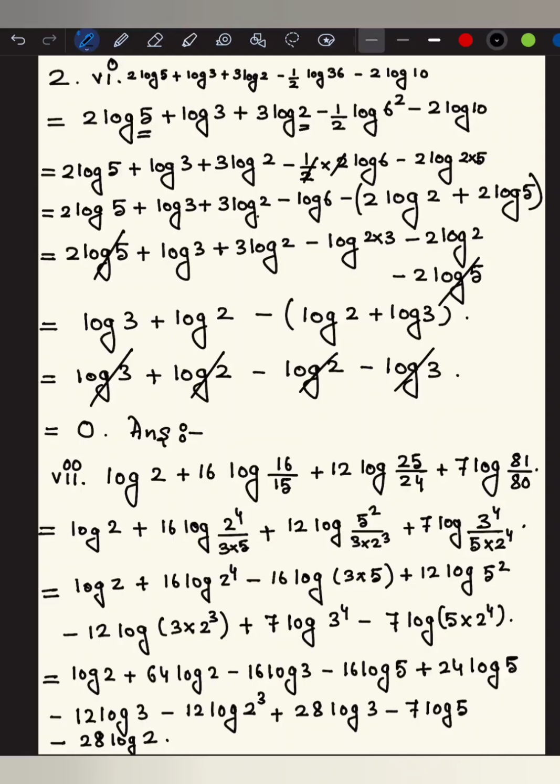plus 3 log 2 minus log 6 minus this 2 log 2 into 5. I have just simplified it and written it as 2 log 2 plus 2 log 5, because we know log m into n can be written as log m plus log n. That is what I have done here. So it becomes 2 log 2 plus 2 log 5.